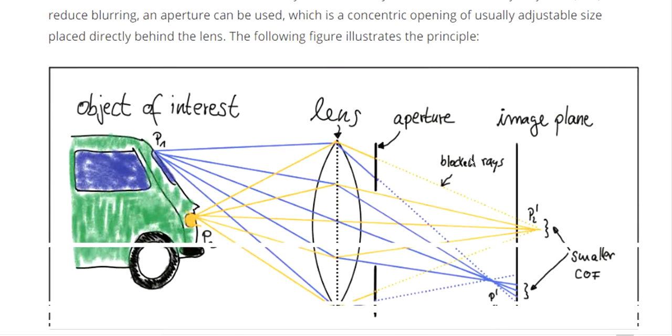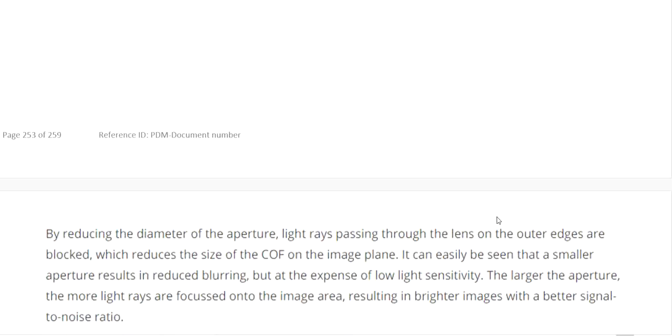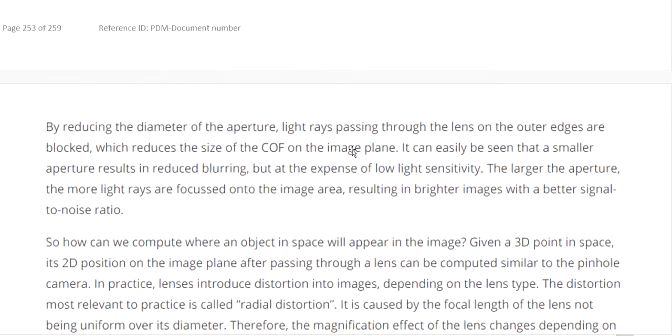To show this one, you can look at this picture. You can see the aperture right here. It can move to block the rays and to control the rays going through the hole, through the lens. Okay, it makes the image more clear, right? So by reducing the diameter of the aperture, light rays passing through the lens on the outer edge are blocked, which reduces the size of the COF on the image plane.